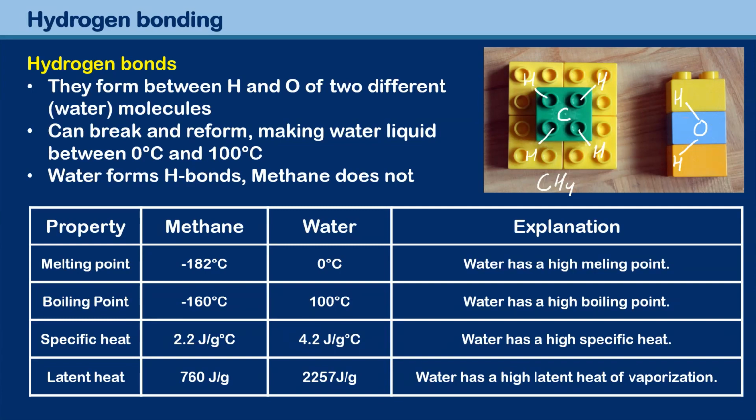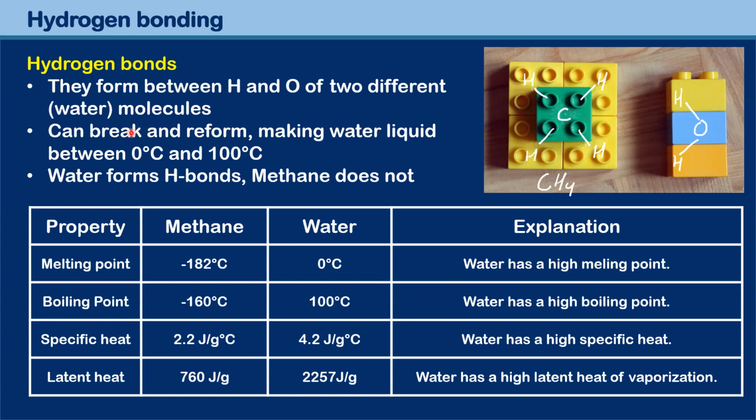And in a previous video, I already mentioned that water molecules are able to form hydrogen bonds with each other. Now let's have a look at how this influences the characteristics of water and of methane. So let's summarize this a little bit. Hydrogen bonds form between hydrogens and oxygens of 2 different, in this case, water molecules. Hydrogen bonds can of course also form within a molecule, for example in proteins, so-called intramolecular bonds. But right now, we're not talking about peptides and proteins.